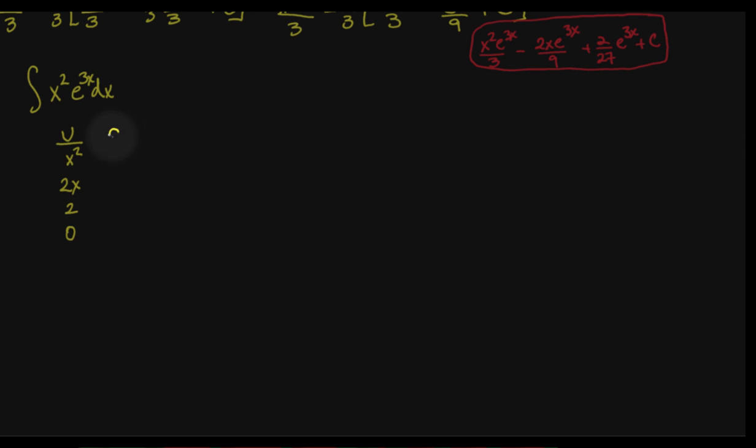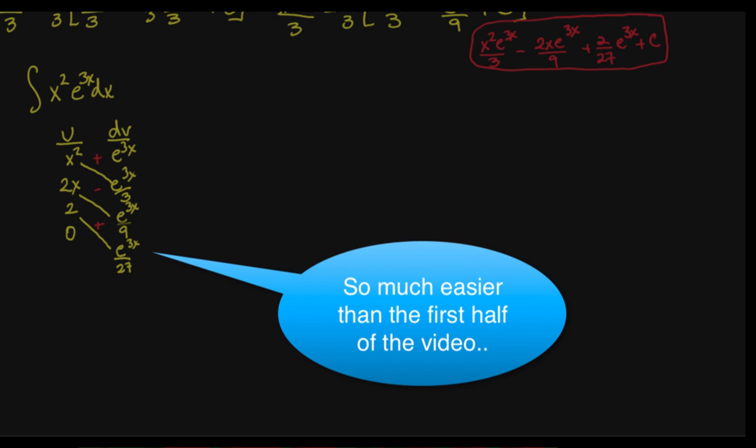So what you do is you put another column for your dv's, and you integrate until you get to that same level of 0. Then I go diagonal, one down, and multiply them. The first term's plus, the second term's minus, and you alternate. And that's going to be the answer. It's a lot quicker. Let's see if it is indeed the same answer.